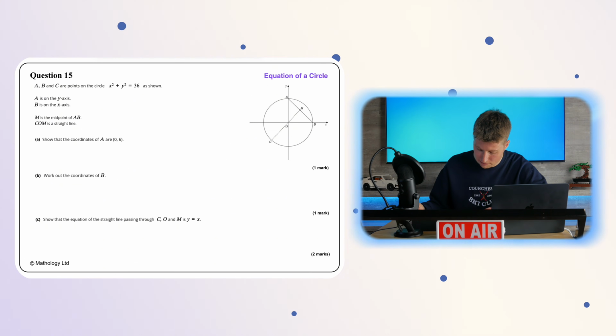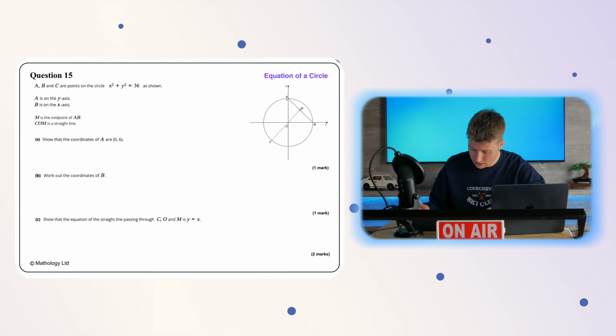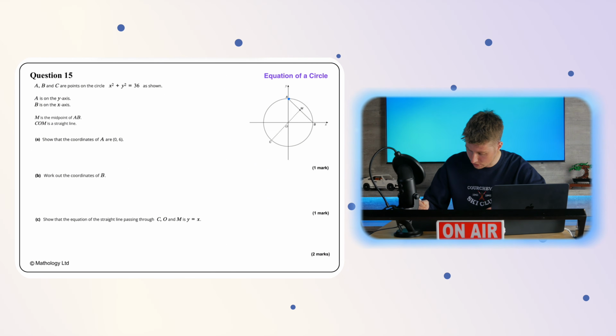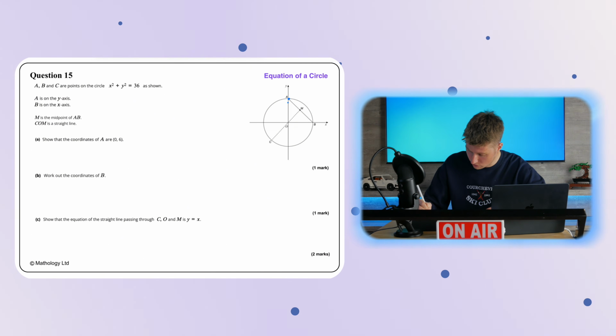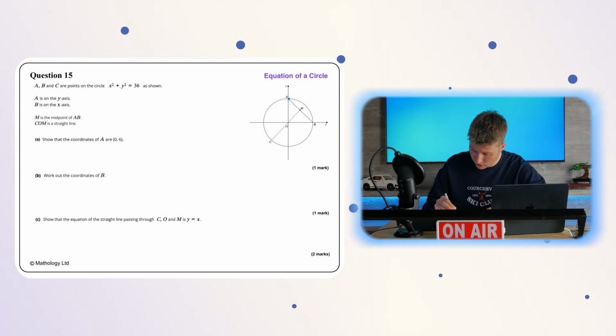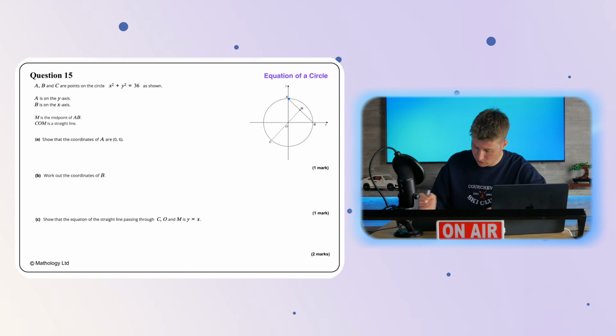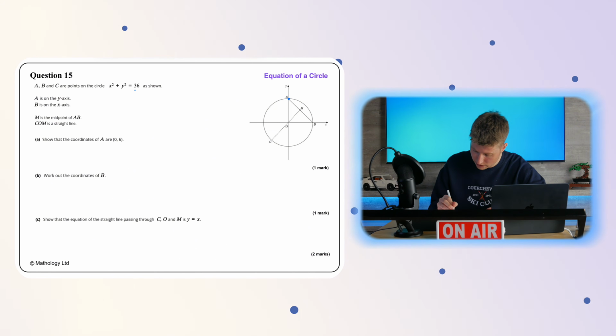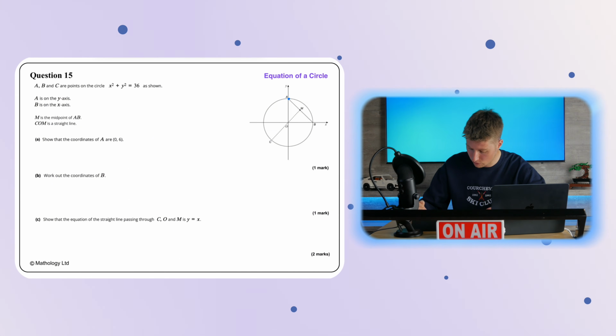Question 15 says A, B and C are points on the circle x squared plus y squared is equal to 36 as shown. A is on the y-axis and B is on the x-axis. M is the midpoint of AB. Part A says show that the coordinates of A are 0, 6. So this point here lies on the circle and it has an x coordinate of 0. We've got the equation of the circle, which is x squared plus y squared equals 36. So if we substitute in 0 into this equation, we should get 6 for the y coordinate.